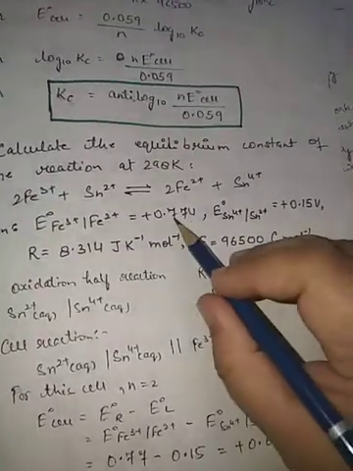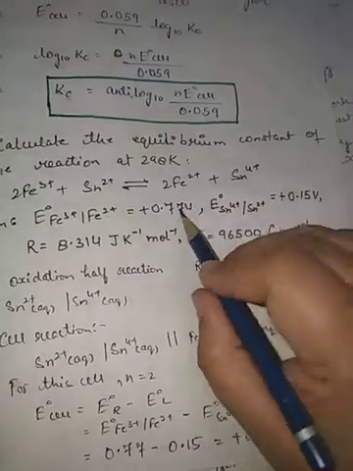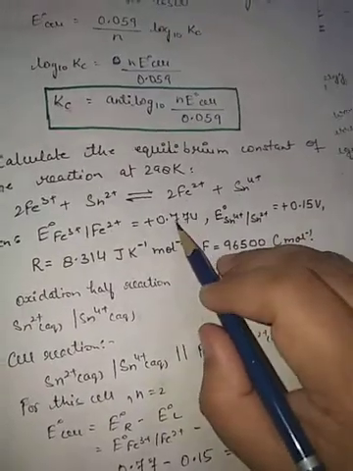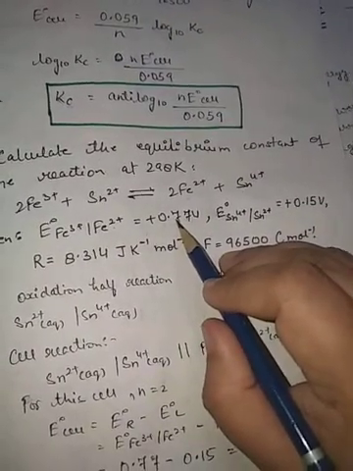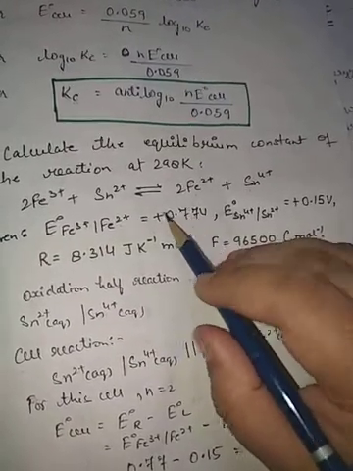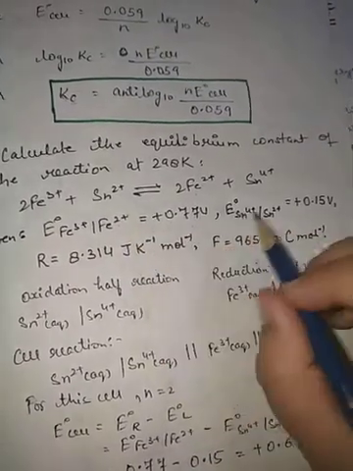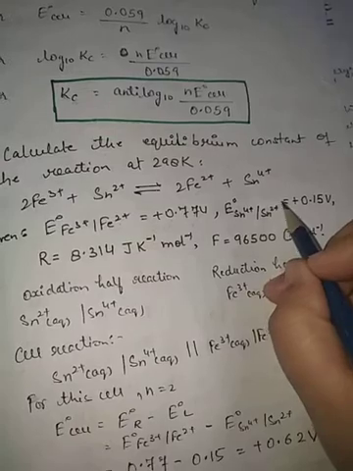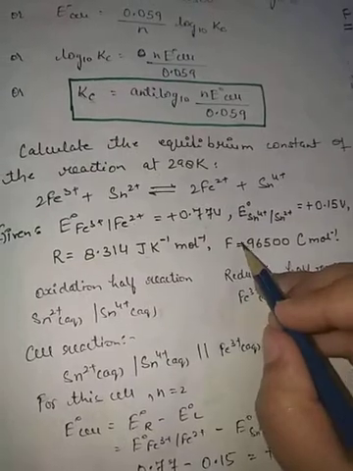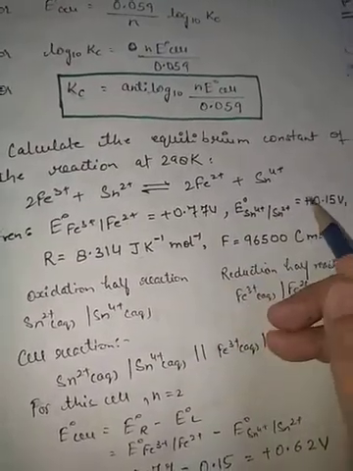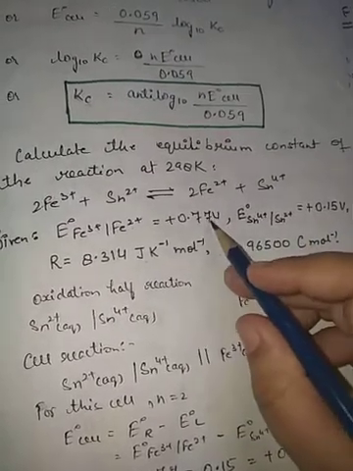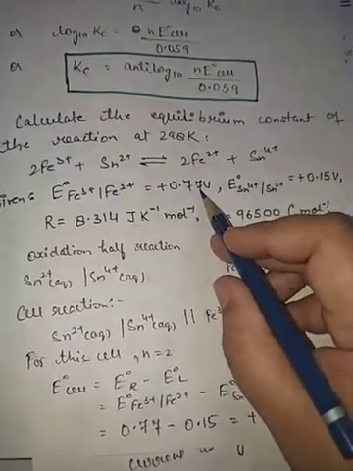By seeing the reduction potential values, we can easily find out which electrode is cathode and which is anode. See, this is having more value for reduction potential. It means the more the value for reduction potential, the electrode will be cathode. The one having the lesser value for reduction potential will be anode. Okay, R is given to us, F is given to us. By seeing these values, we can find out which electrode is cathode and which is anode. The more the value for reduction potential, the electrode will be cathode.